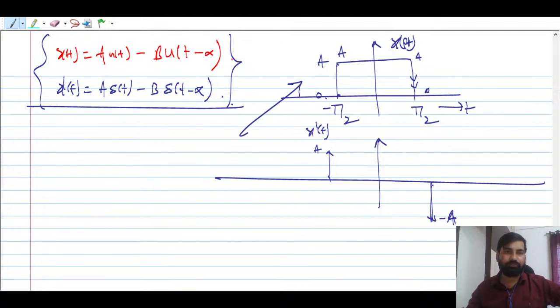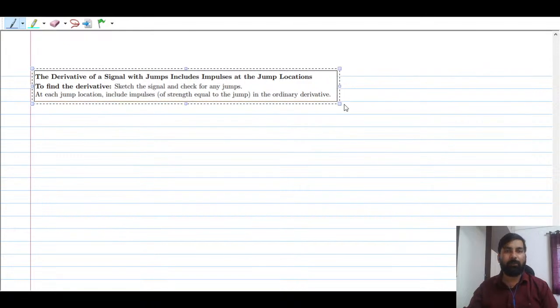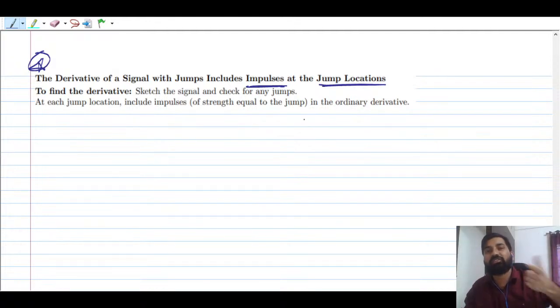So 2 points you have to always remember. Many students do not understand these points. That's why I'm encouraging people to watch these videos and learn from the expert, right? The derivative of a signal with jumps includes what? The impulses at a jump location. And the strength of the impulse is going to be the jump. How much jump, whether it is a positive jump or a negative jump.